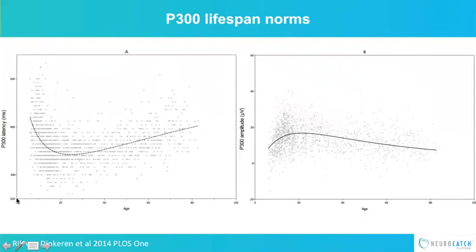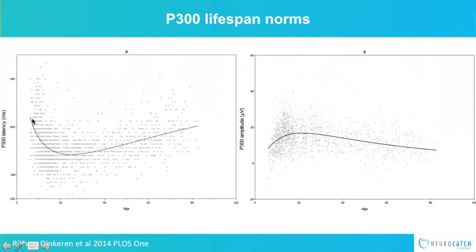So 0 is at the far left and 100 is there. And you can see that this is a large sample of P300 data across the lifespan. Each one of these dots corresponds to the latency for an individual. So this line shows you the age-related trends for P300 latency.